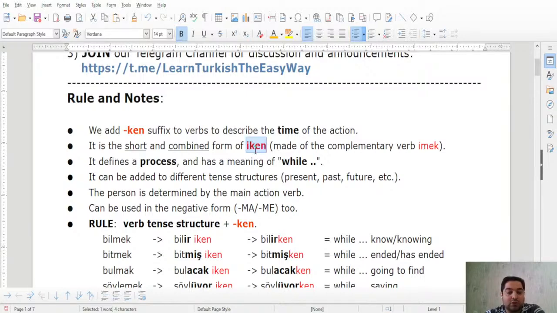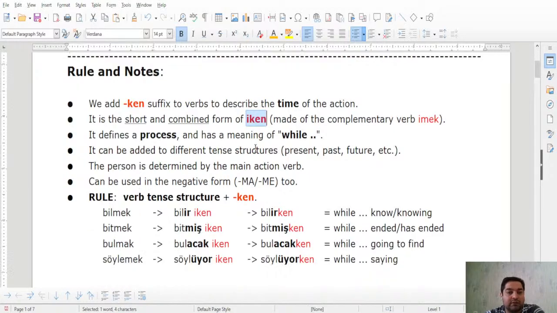But in Turkish, when we talk about iken, we usually don't use it separately, okay? You can see this in these cases too. That's why I underlined both of these words, the short and the combined forms. So the short version of iken is the -ken suffix, which is combined with the verbs. You delete the e part and combine it with the verb. That's how you make it short and combined. It is transformed from iken to the -ken suffix.